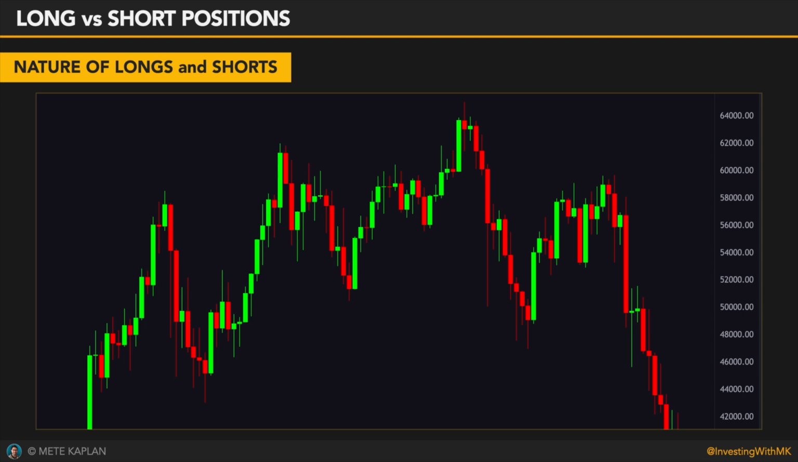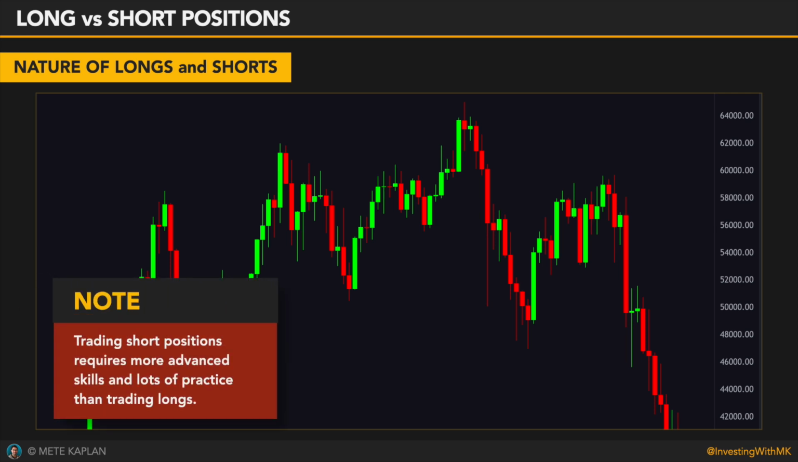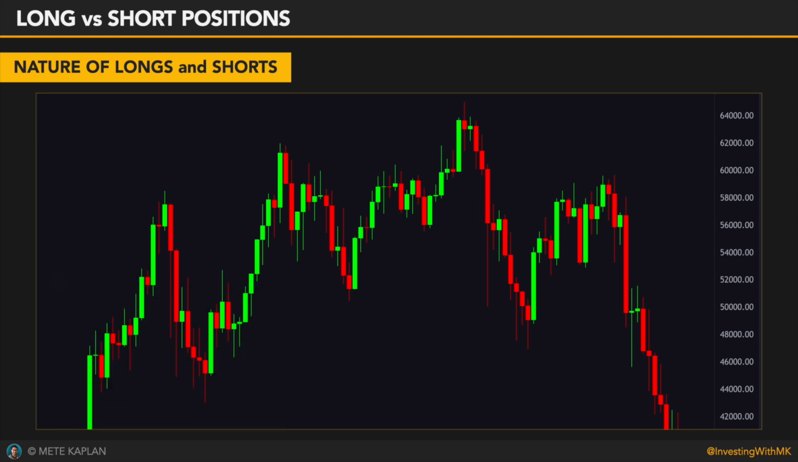Before HEIKIN ASHI, I would like to talk about the nature of long and short positions. Later on, I'll focus on trading with HEIKIN ASHI. First of all, trading short positions or short selling requires more advanced skills and lots of practice than trading longs. Let's see a couple of charts and understand them.